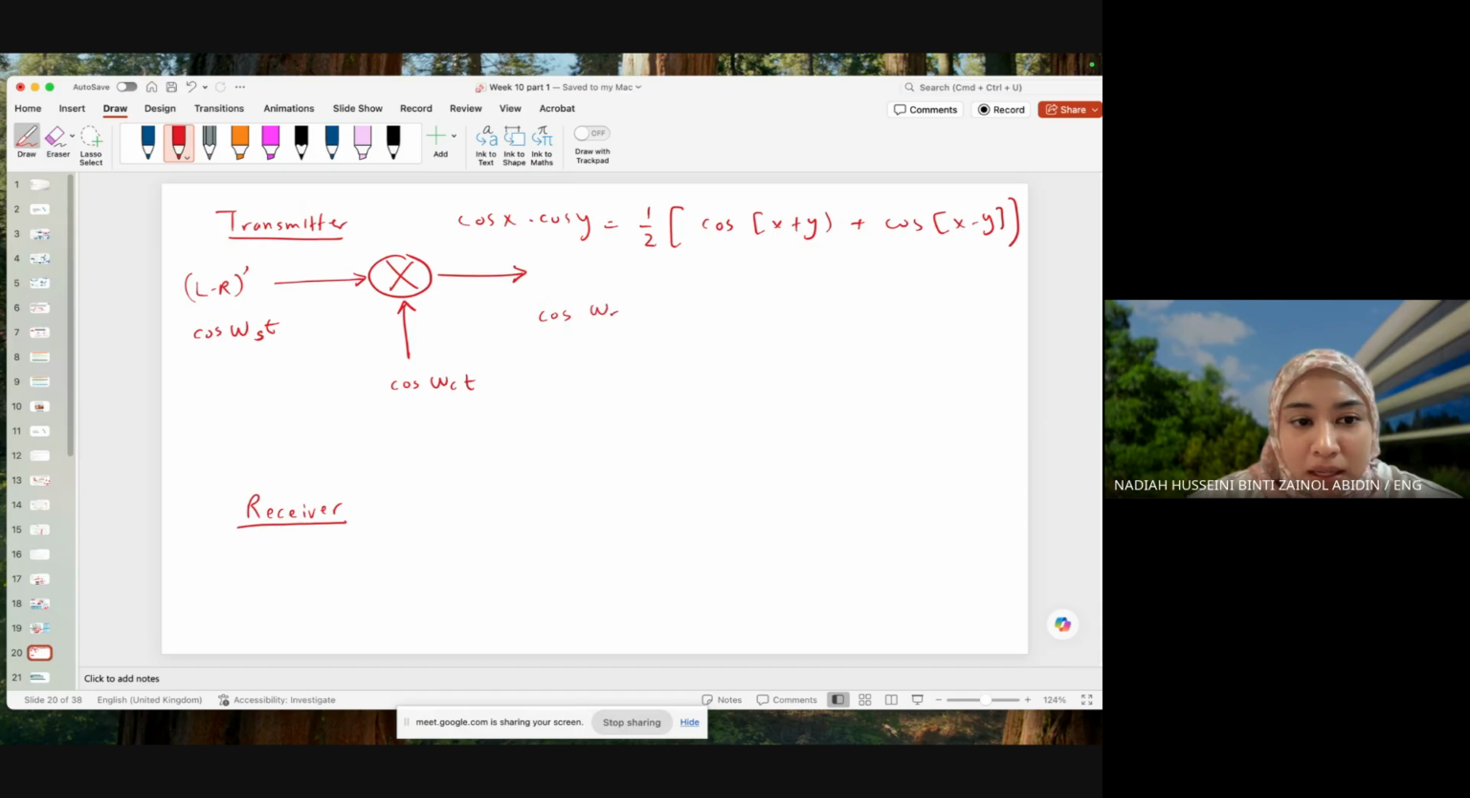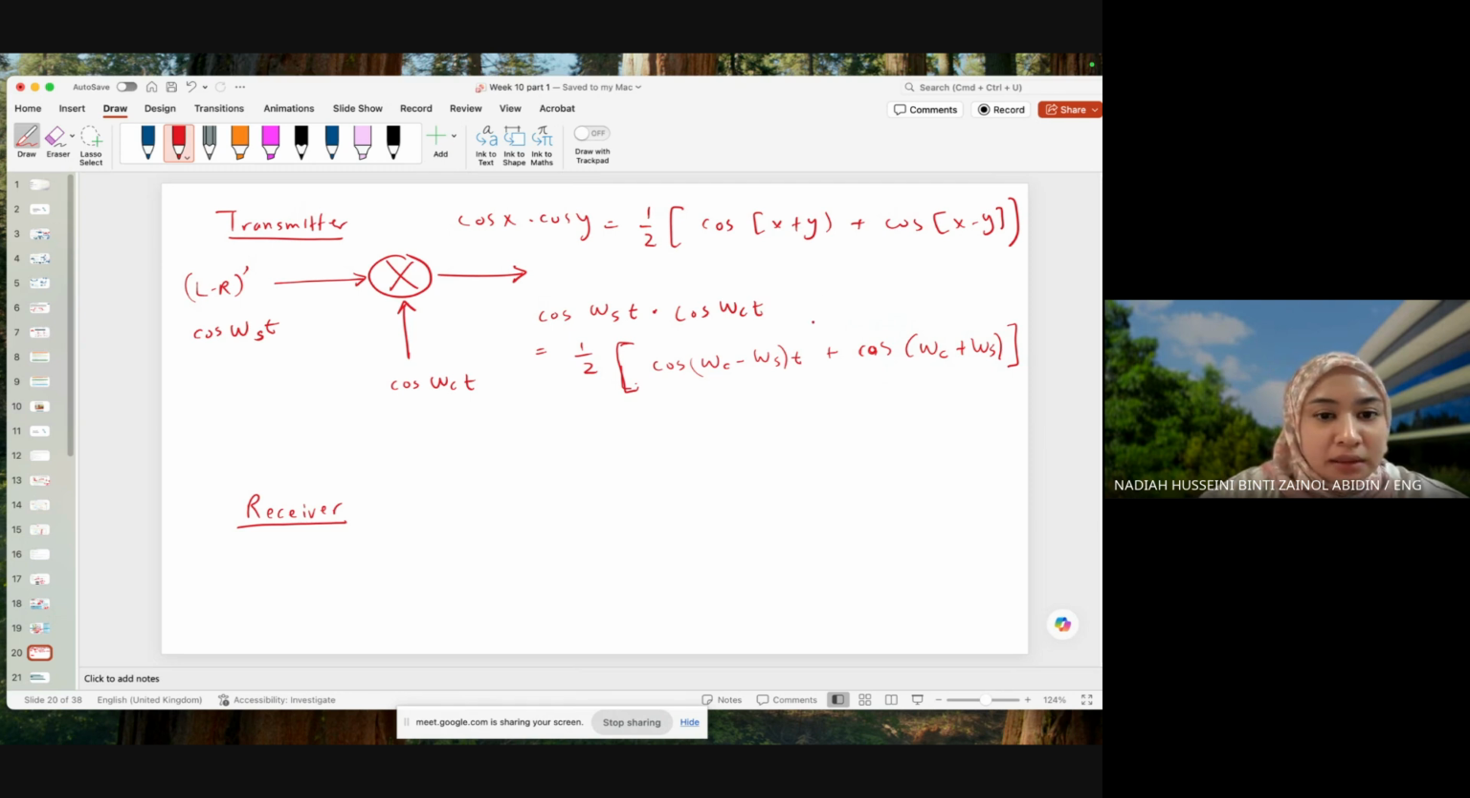Cosine omega S T times cosine omega C T, right? Then we will get 1 over 2 cosine of omega C minus omega S, because omega C is the carrier and the bigger one, plus cosine of omega C plus omega S. Okay, so this is what we have.